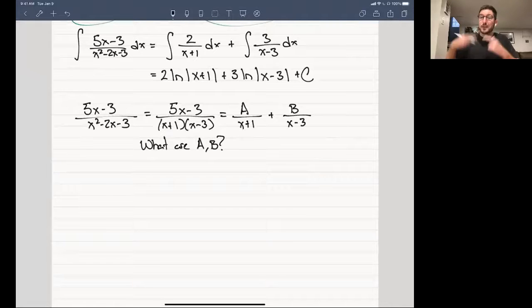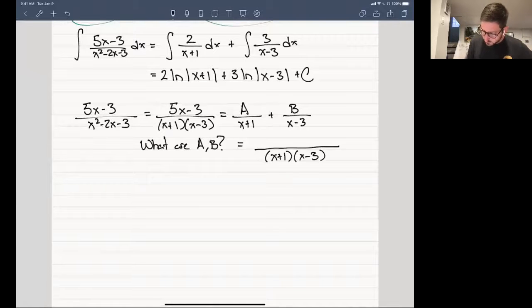Well, now we can sort of work backwards. So it's kind of going to feel like we're going in the wrong direction. But this quotient right here, we can re-add it back together. So if we look for the common denominator, it's (x + 1)(x - 3). And to get that, we needed to multiply the first fraction by (x - 3) on the top and bottom, and the second fraction by (x + 1) on the top and bottom.